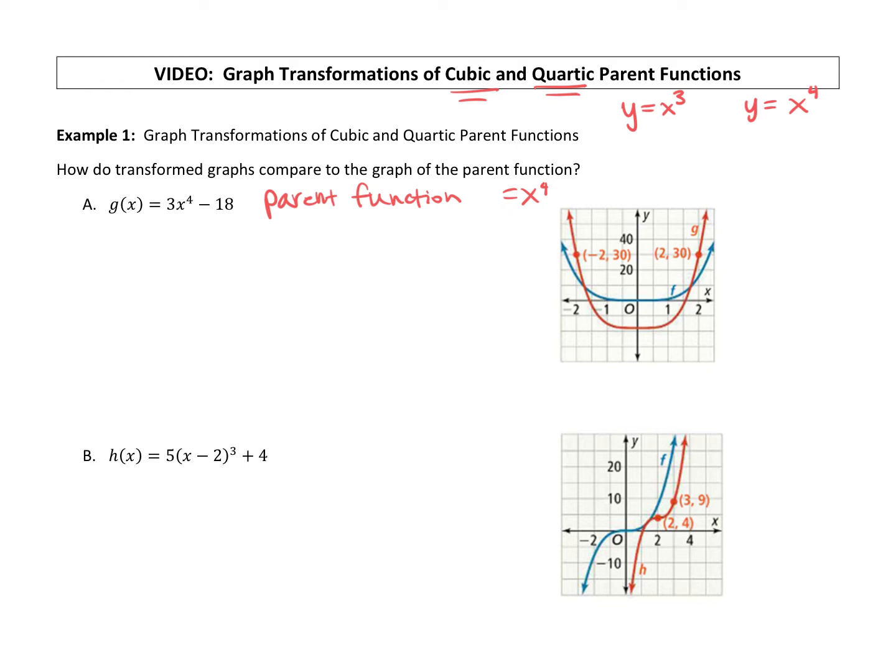When you look at the graph, our f function is this blue one. So this is what a parent function looks like for a quartic function. It kind of looks like a parabola, but it doesn't have that 1, 3, 5 pattern. It's quite a bit wider. So we can look at the equation and identify the transformations.